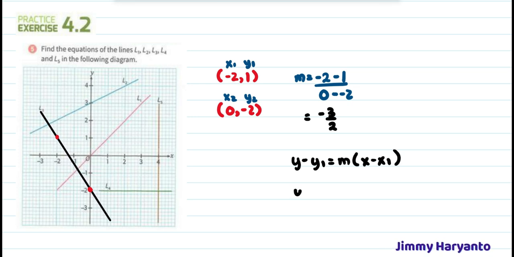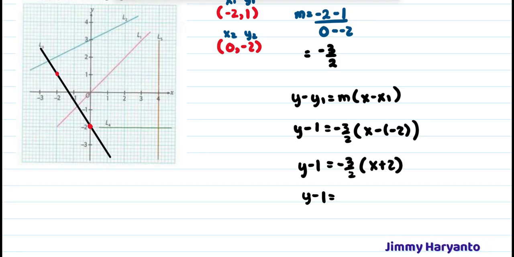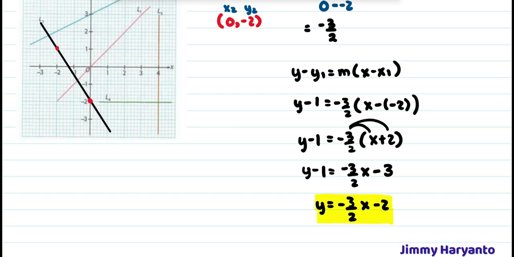Y minus y1, which is 1, equals m, which is negative 3 over 2, times x minus x1, which is negative 2. Okay, let's simplify this. Y minus 1 equals negative 3 over 2, open brackets, x plus 2. And then we'll expand the negative 3 over 2 there: negative 3 over 2 x minus 3. And then move the negative 1 to the right hand side. You will have negative 3 plus 1, which is negative 2. So this is the equation of the line L3.